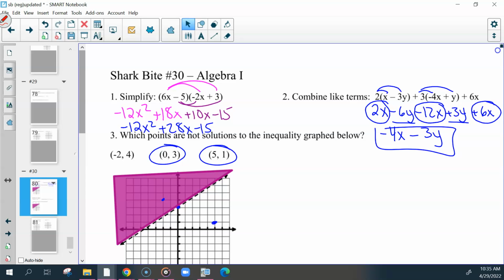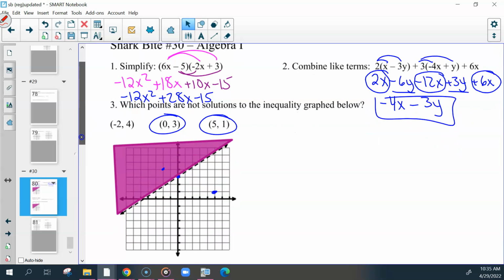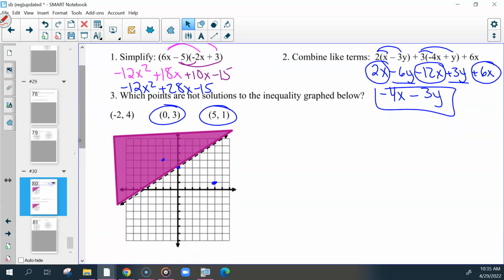Number 3 asks you which points are not solutions. So if you plotted the points, that would be anything that does not fall in the shaded area, or because this line is dashed, any point that falls on the line. So there would be 2 that are not solutions: 0, 3 because it falls on the line, and 5, 1 because it does not fall in the shaded area. Questions on that one?